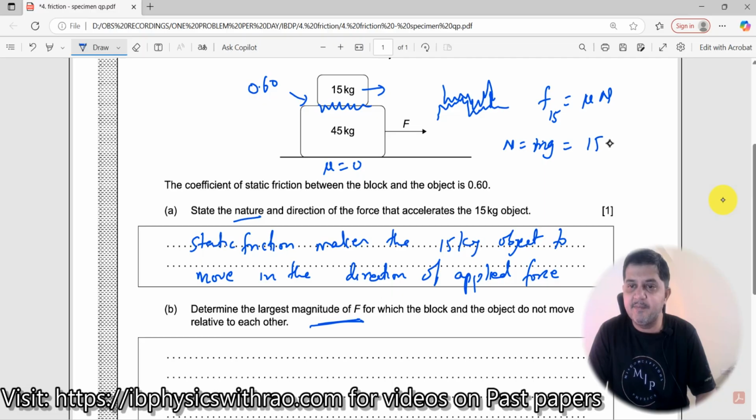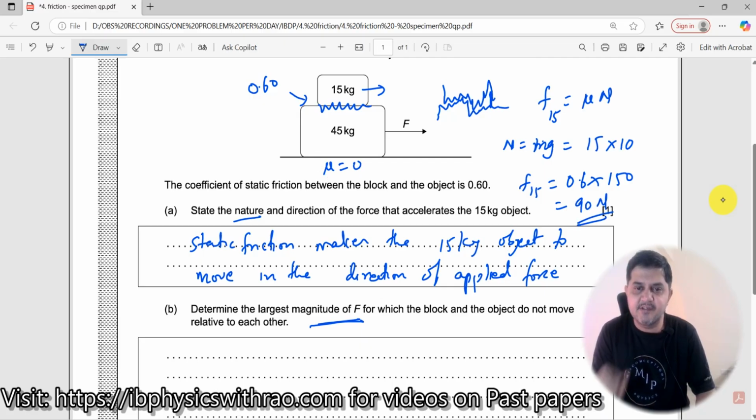Therefore, I can now write 15 times 10 over here. And what is mu? Mu is 0.6. So the frictional force acting on the 15 kg object is equal to 0.6 multiplied by 15 into 10, which is 150. So 0.6 into 150 is 90 Newton. So this is the force that acts over here.